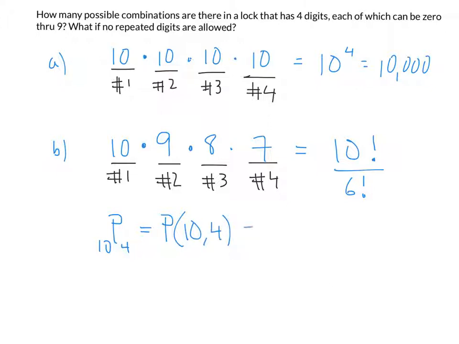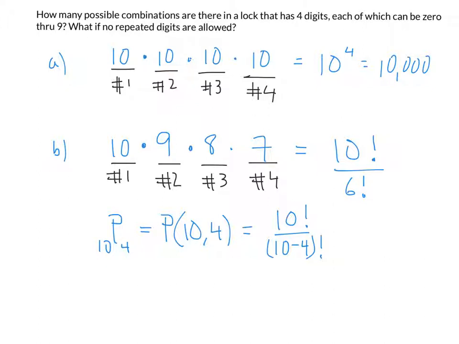And of course, then the formula is going to be that it is 10 factorial over 10 minus 4 factorial, since we're not cutting off the first 4 digits, we're only cutting off the remaining digits. How many are remaining? 10 minus 4.